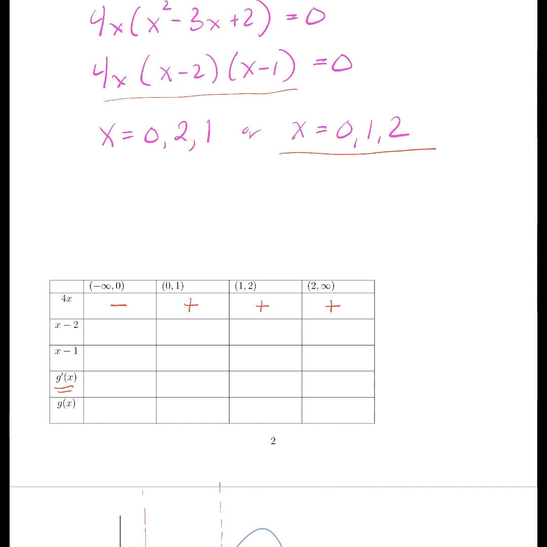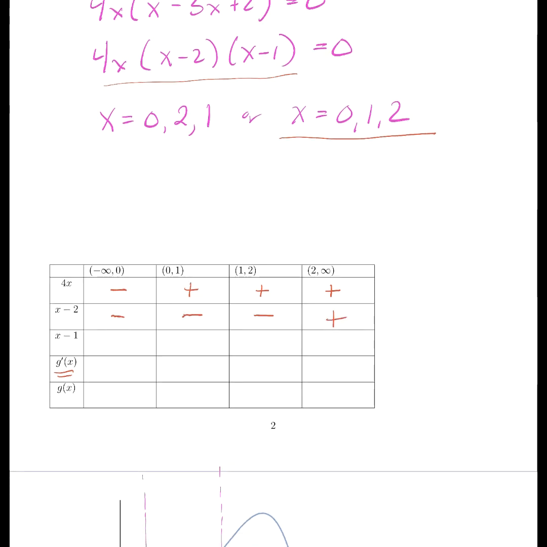Now, x minus 2. You can take a point in here, negative 1. Negative 1 minus 2 is negative. So on this interval, it's negative. Take a half out of this second interval. A half minus 2 is negative. Take 1.5 out of this interval. 1.5 minus 2 is negative. Take 3 out of this interval. 3 minus 2, that is positive.